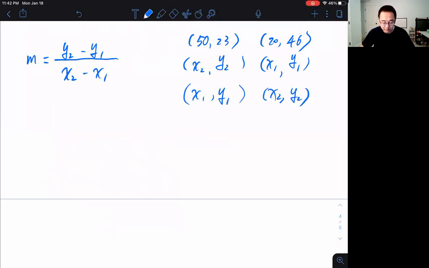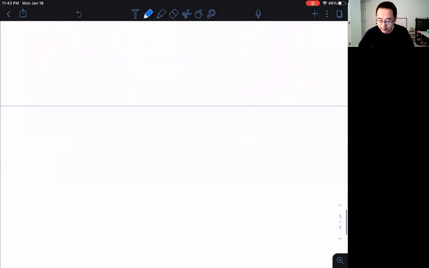You're going to get the same slope, but the key is you cannot take one point and say in the y value this is the new value, but in the x this is the old value, and switch it. So always keep consistent with what is new and what is old. Okay, all right.